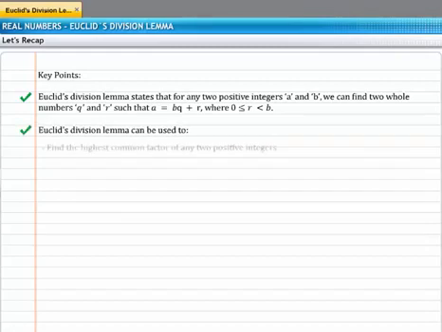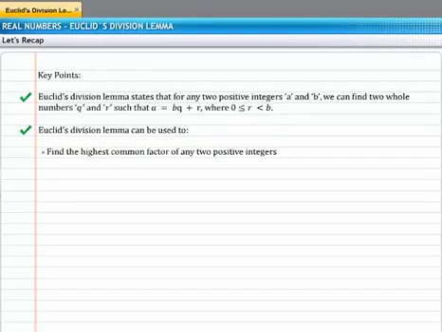Euclid's division lemma can be used to find the highest common factor of any two positive integers. It can also be used to show the common properties of numbers.